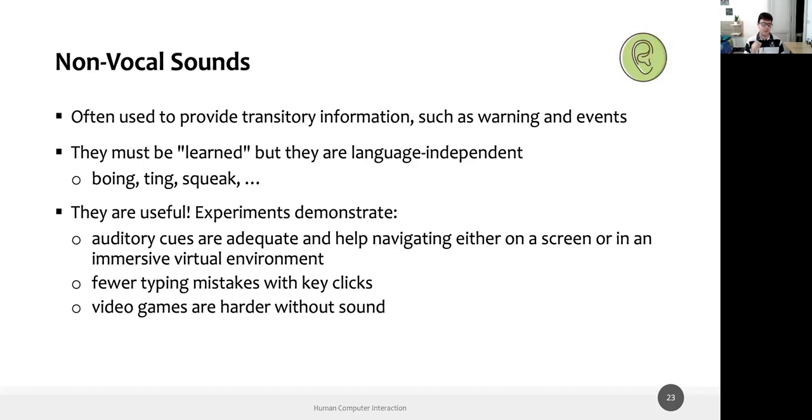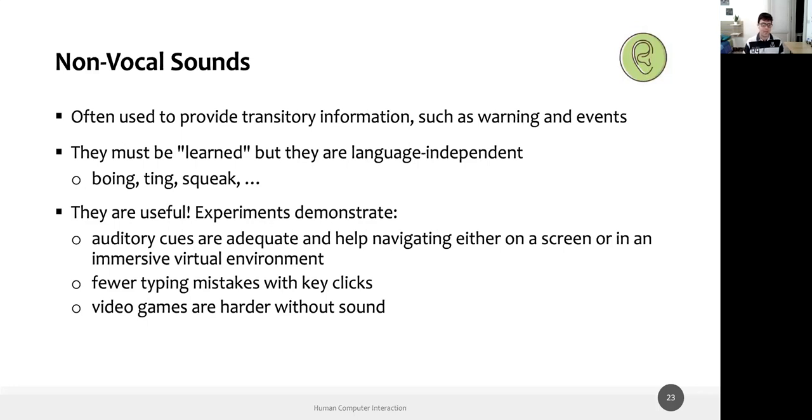If you enable key clicks on your smartphone's virtual keyboard, you commit fewer typing errors than without sound, because this feedback probably over a long time gives you some information that you are typing a letter, or typing a space, or typing things wrongly. And also, in an immersive virtual environment, even on a screen, auditory cues, so sounds emitted from a specific portion of the screen or environment, can help navigate the user in the environment, for instance.